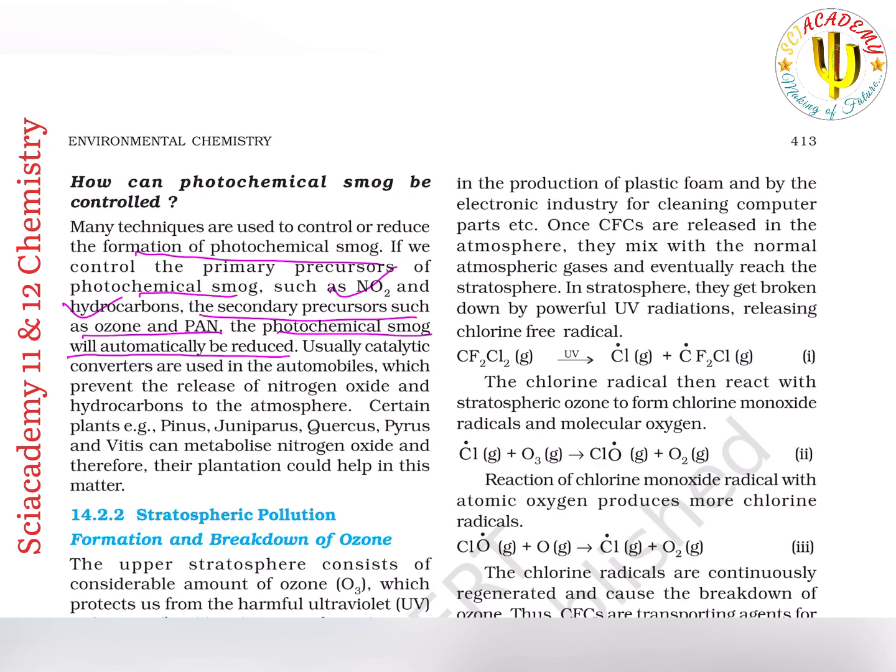Usually, catalytic converters are used in automobiles, which prevent the release of nitrogen oxide and hydrocarbons to the atmosphere. Certain plants, for example, Pinus, Juniperus, Quercus, Pyrus, and Vitis, can metabolize nitrogen oxide, and therefore their plantation could help in this matter.